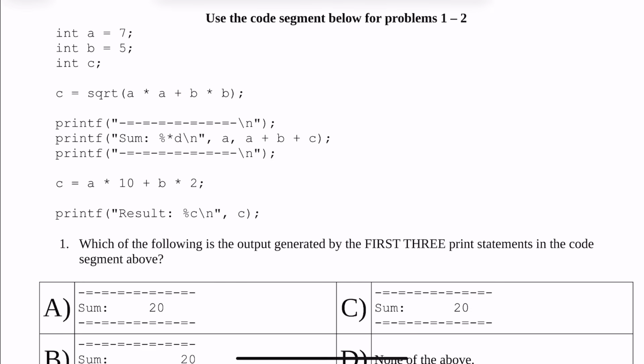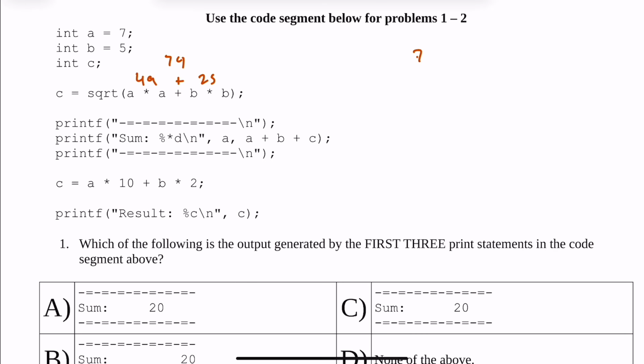So jumping in to start solving the code, c is going to equal the square root of a times a, so 7 times 7 is 49, plus b times b, 5 times 5 is 25, that's going to be 74. Well, the square root of 74 is going to be some complicated decimal, right? You're not expected to know that, but you do need to solve this problem. Well, if you think about it, c is an integer, so we don't care what comes after the decimal point.